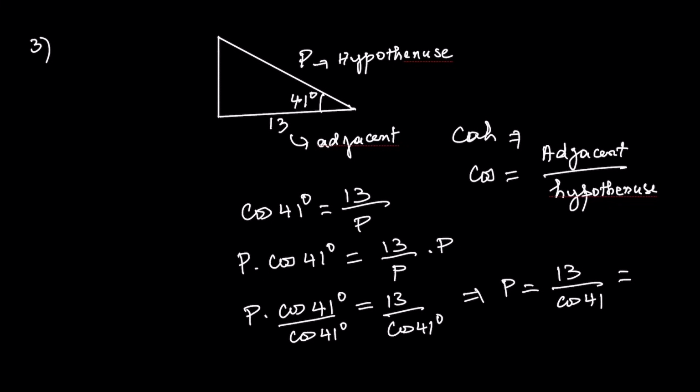Using the calculator, cosine 41 equals approximately 0.755. P equals 13 divided by 0.755. P equals 17.22 units.